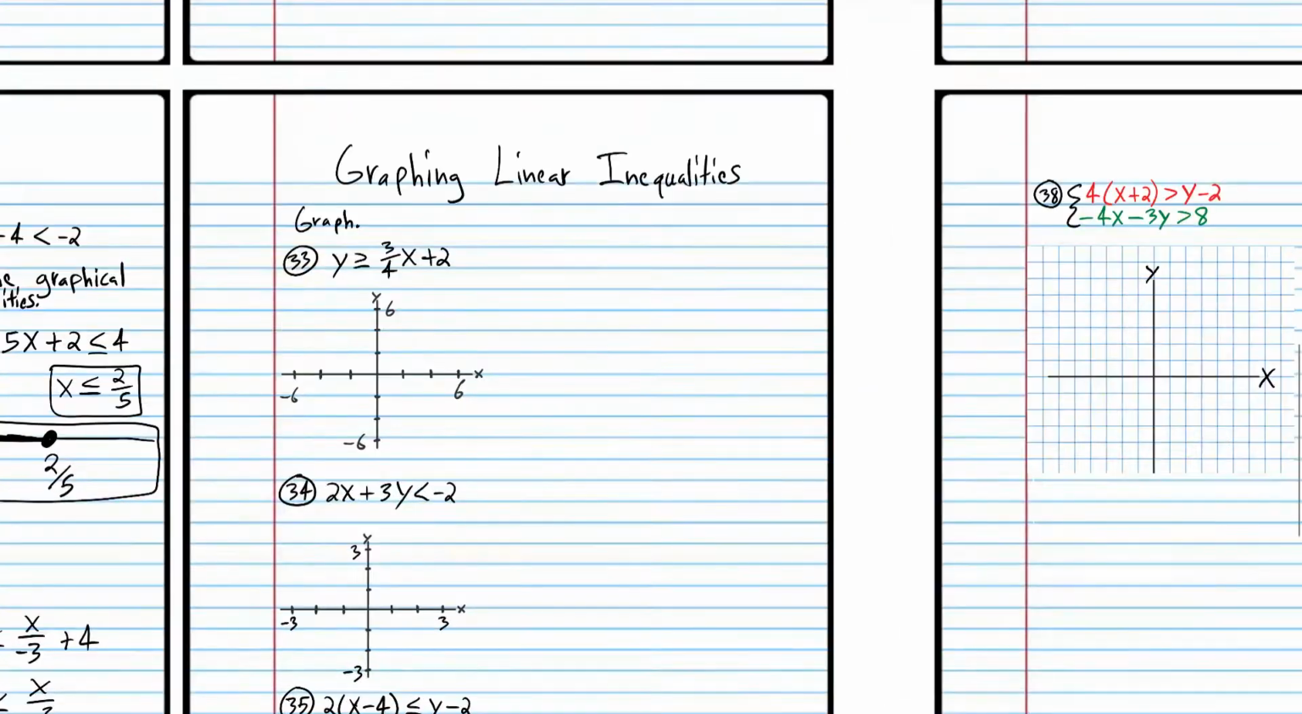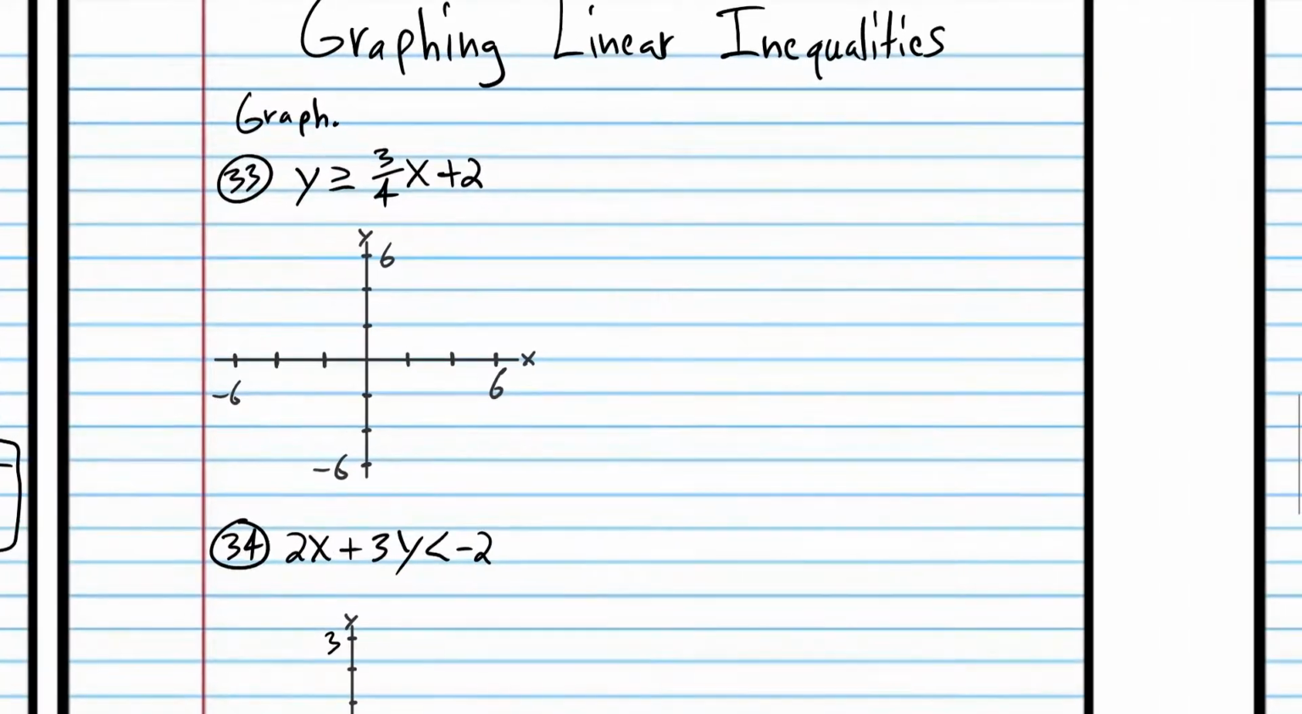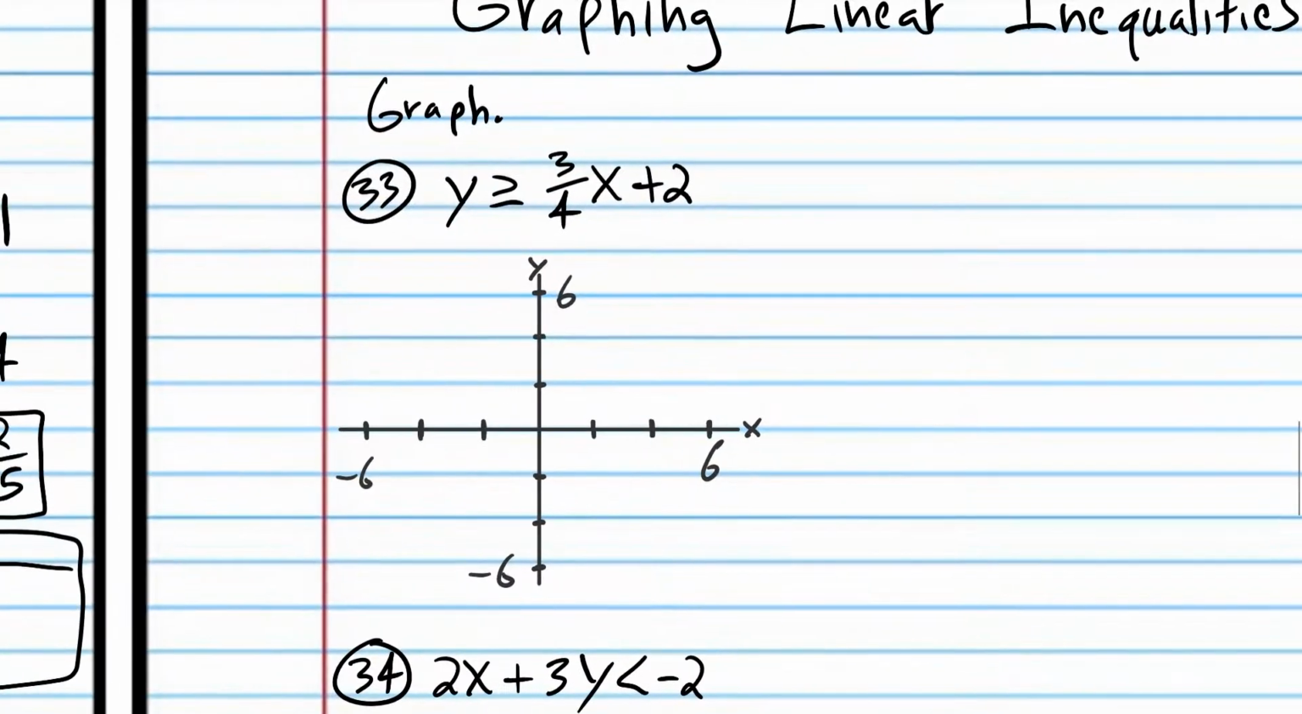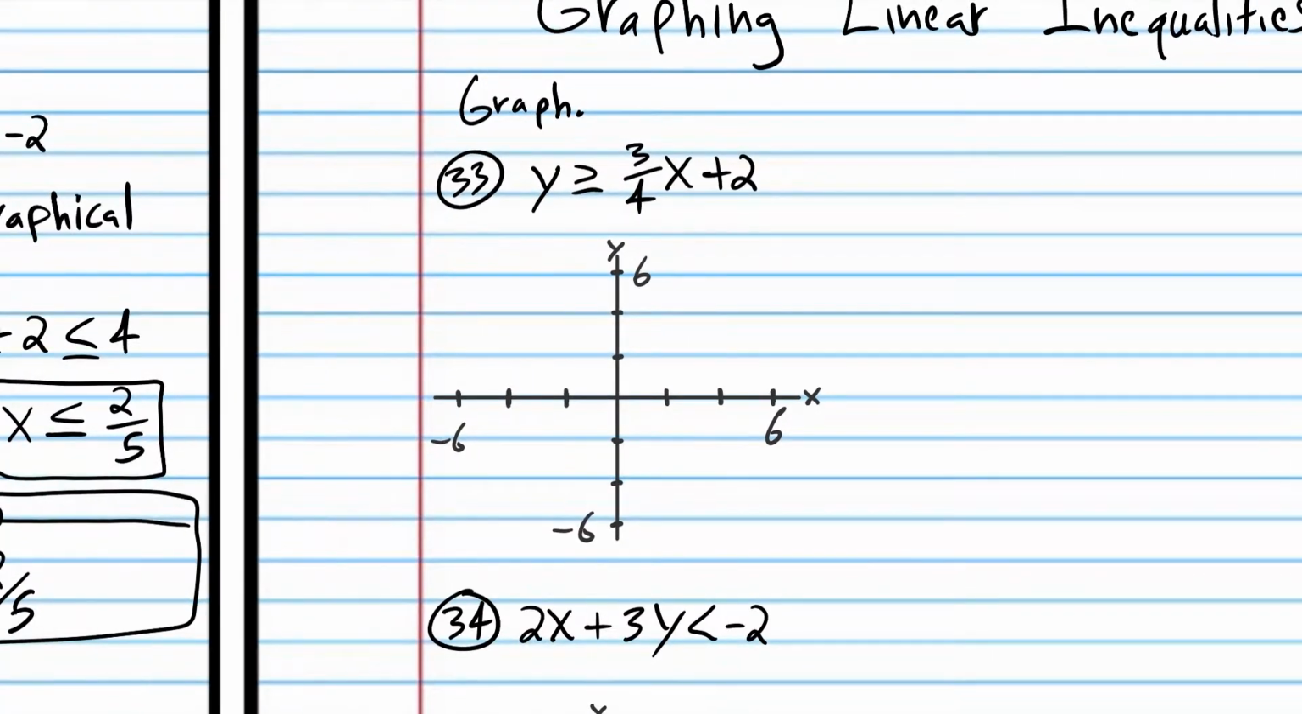So now we're going to graph linear inequalities. This is review from my pre-algebra course. So this is slope-intercept form. So I'm going to graph the y-intercept. That's going to be here. And I'm going to use the slope. We're going to go up 3 and over 4. So 1, 2, 3, and then 1, 2, 3, 4.